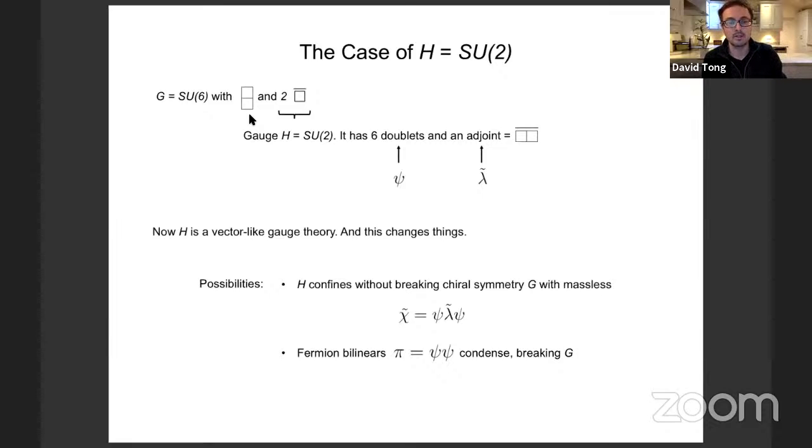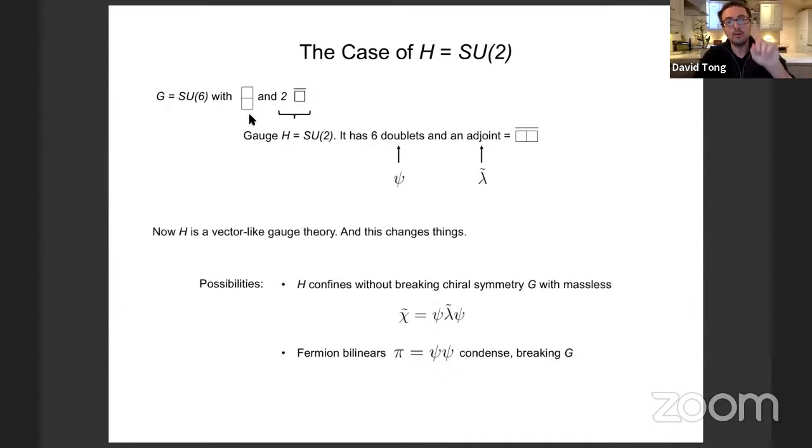So I can give a mass to those as well. The fact it's a vector-like theory is very likely to change the dynamics. Let me explain why. There are now 2 possibilities, each of which is very natural, a priori, for what happens. It's quite possible that this SU2 theory confines without breaking the SU6 symmetry. And it can do so by giving rise to a massless composite fermion, just as before.